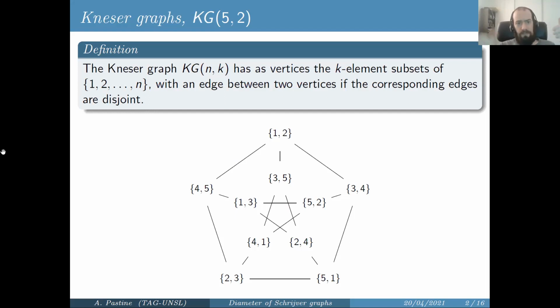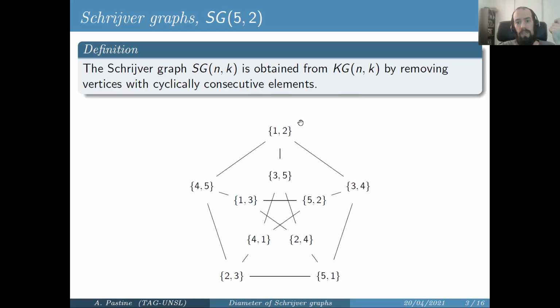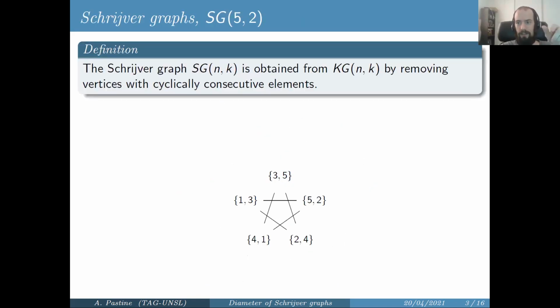Right. So the Schrijver graph is a vertex-critical subgraph of the Kneser graph that has the same chromatic number. It was introduced by Schrijver in 1978. And what you do is you take the Kneser graph and you remove vertices that have consecutive elements. So here we have to remove {1,2} because the elements are consecutive, {3,4}. And you actually do this cyclically, so the last element and the first element are considered consecutive. So you also remove {5,1}, {2,3}, and {4,5}. So this will be the Schrijver graph on 5 and 2.